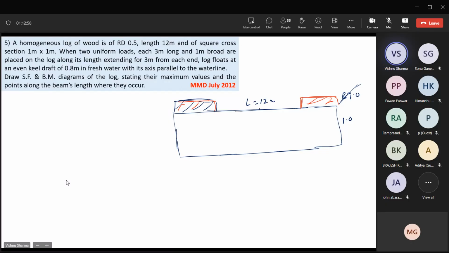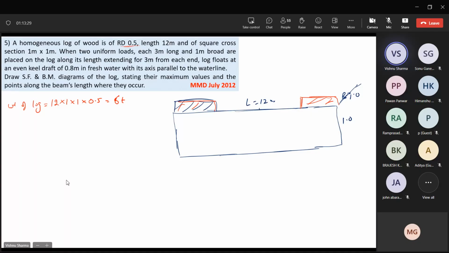Okay, guys. The RD of the log is given. He says RD of the log is 0.5. So what is the weight of the log? Weight of the log will be volume of the log. Volume of the log will be 12 meters length, 1 meter breadth, 1 meter height. This is the volume of the log multiplied by density. 6 tons is the weight of the log. Do you agree with me? Yes or no? Correct, Peter? Yes, sir.